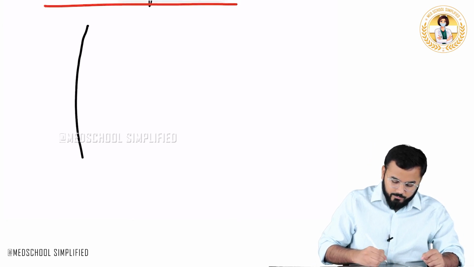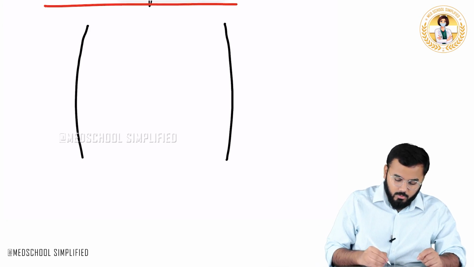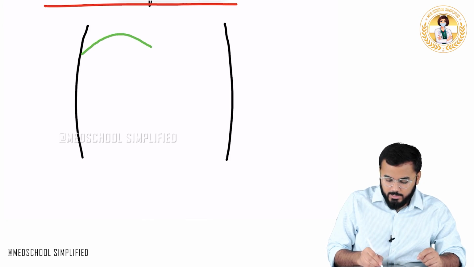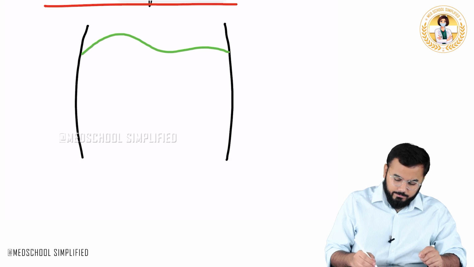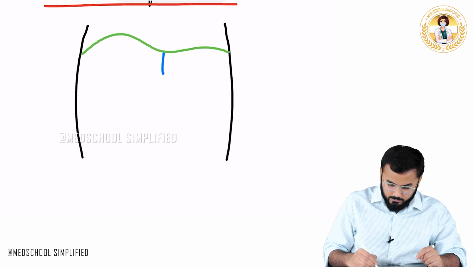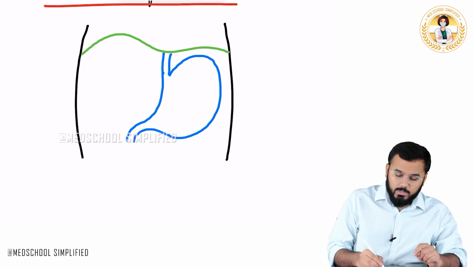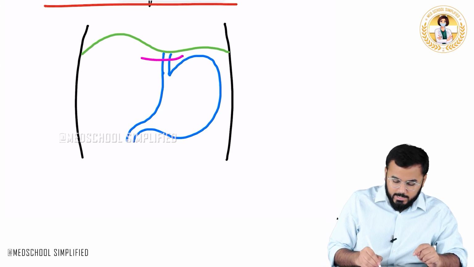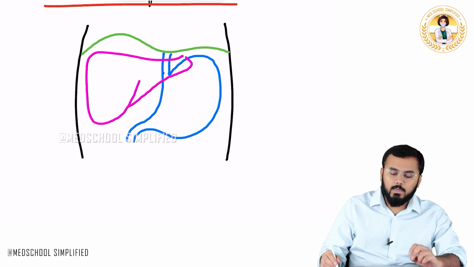the body wall. Let us say this is the body wall, and all of you know that here we have the diaphragm. This is our diaphragm, and exactly here you have your stomach. So this is the stomach over here. Now the next important thing is that exactly at this place you have your liver. All of you know that, right? So this is the place of your liver.